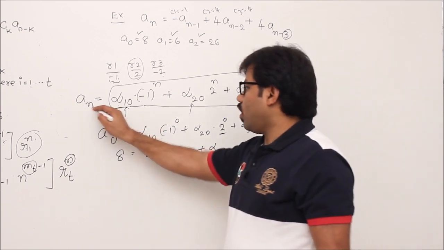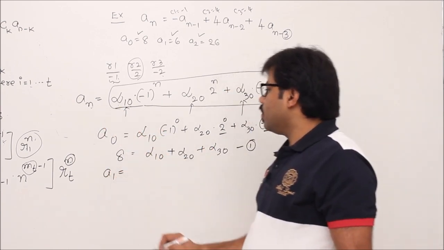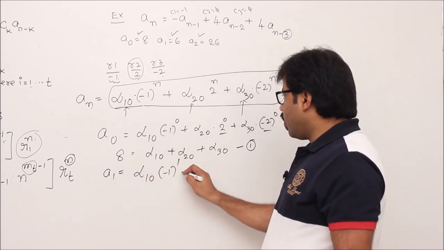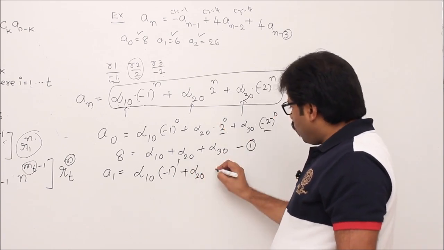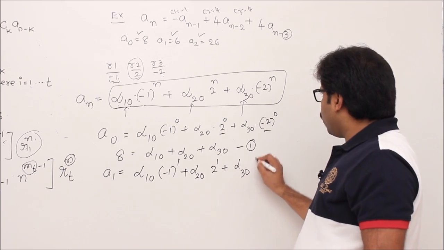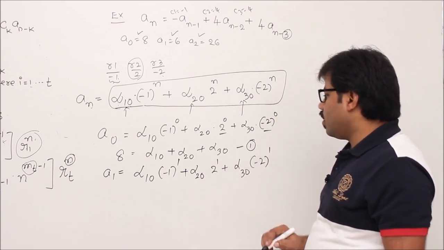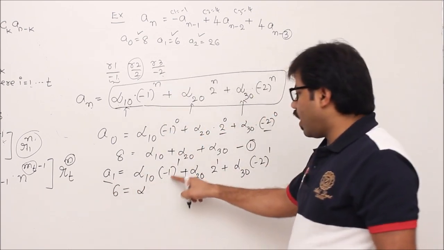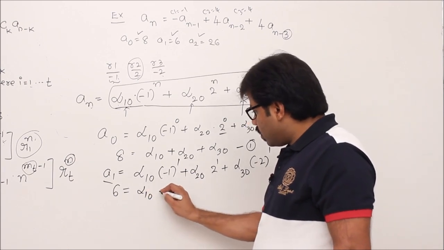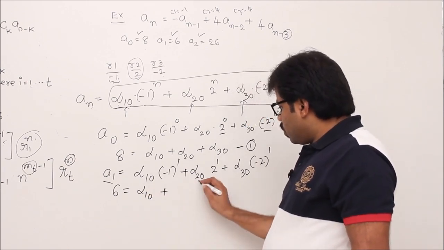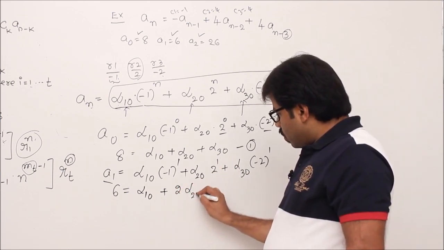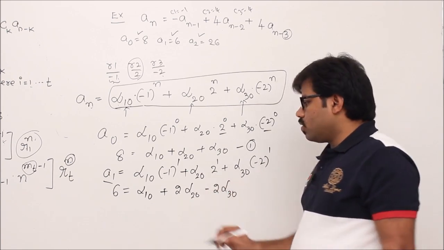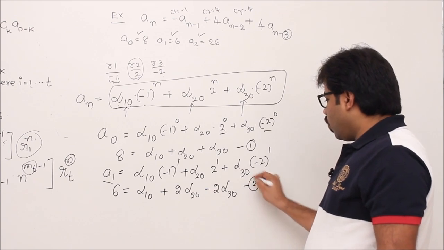Now let's substitute n value 1. Then A1 would be alpha 1 0 into minus 1 whole power n, where n is 1, plus alpha 2 0 into 2 power 1 plus alpha 3 0 into minus 2 whole power n, n is 1. Then if you simplify, what is A1? 6, a known value, equal to alpha 1 0 into minus 1 whole power 1, which is minus 1 alpha 1 0, plus alpha 2 0 into 2 power 1, 2 into alpha 2 0. Here minus 2 whole power 1 is minus 2, minus 2 into alpha 3 0. So this is the second equation. Understand?